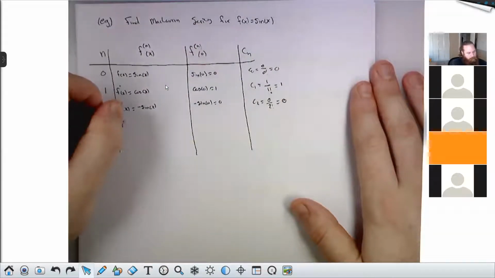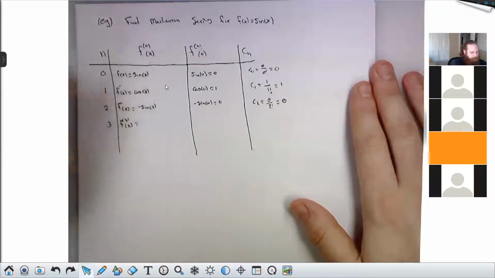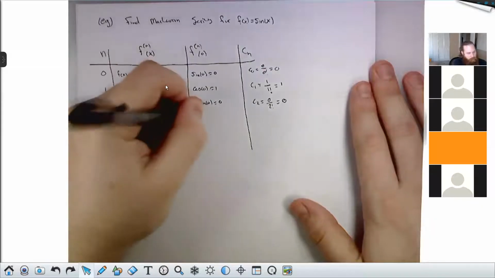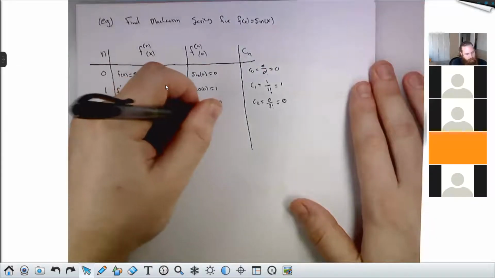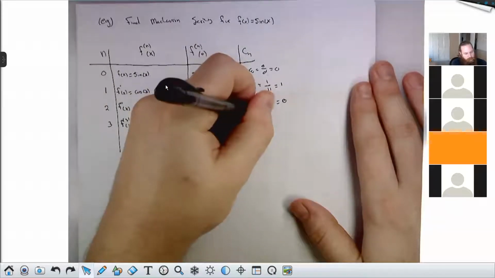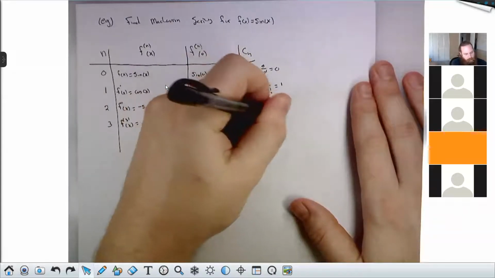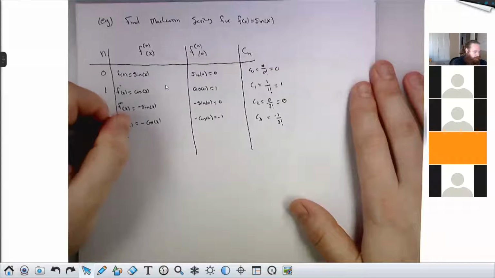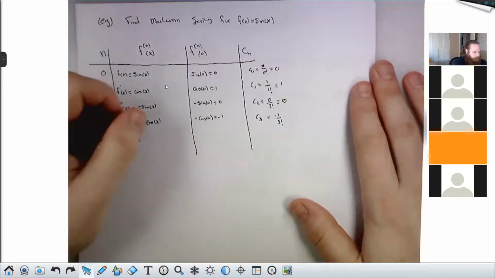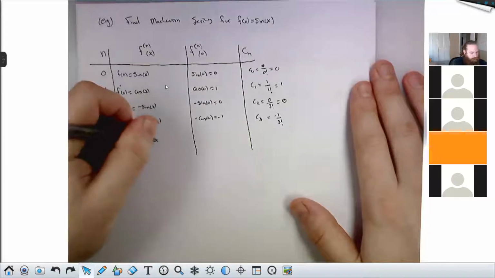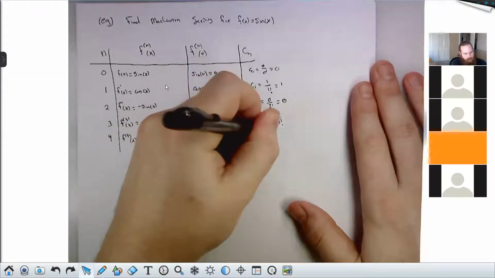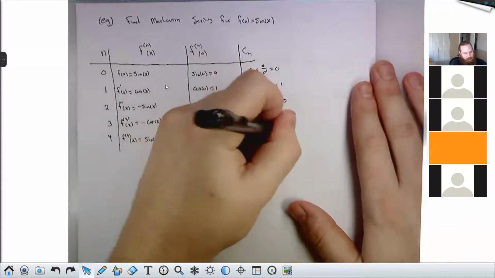When n is 3, the third derivative of sine, which is what you get when you differentiate negative sine of x again, is going to be negative cos x. And negative cos of 0 is negative 1, so C3 is negative 1 over 3 factorial. When n is 4, the fourth derivative here, derivative of negative cos x is positive sine x. And the sine of 0 is 0. So C4 here would be 0 over 4 factorial, which is 0.